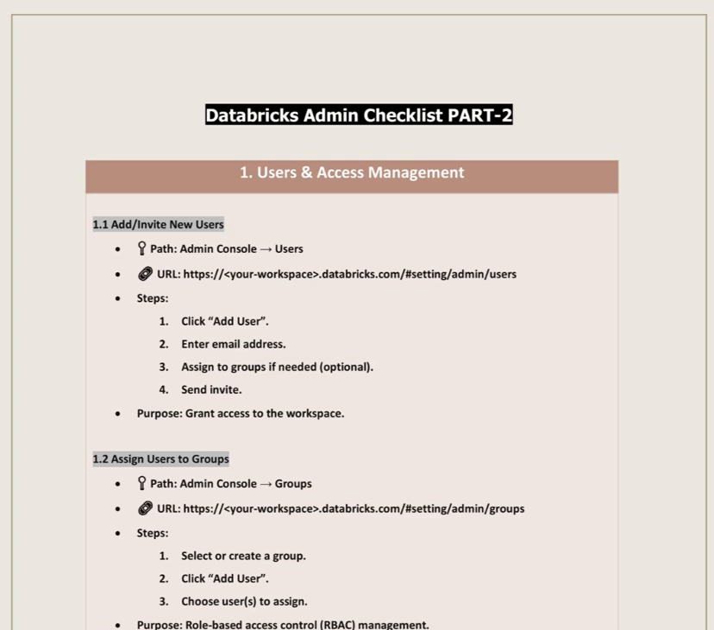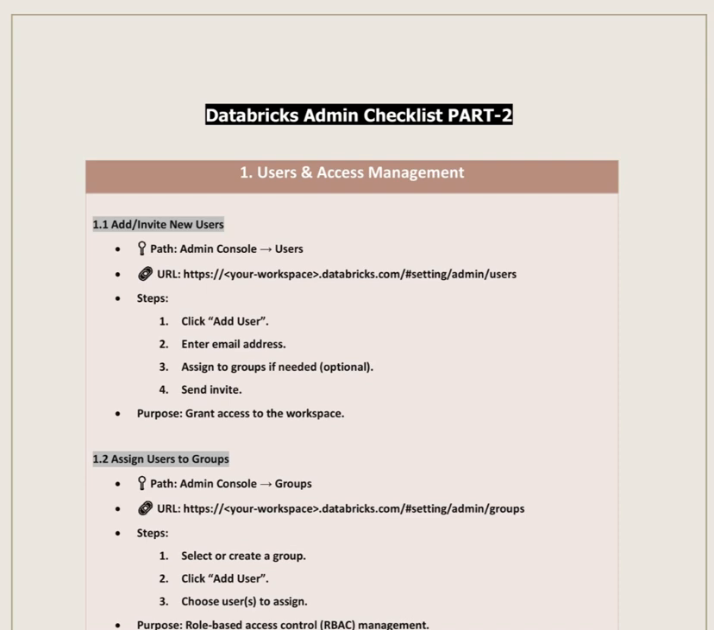Exactly. That's where groups come in. Assigning users to groups, again in the admin console under groups, is key for role-based access control. RBAC. RBAC, right? So you create logical groups like data scientists, engineers, whatever makes sense for you. And then you grant permissions to the group on things like clusters, jobs, tables. So manage the group, not the person. Scales way better. Way better. Much cleaner.